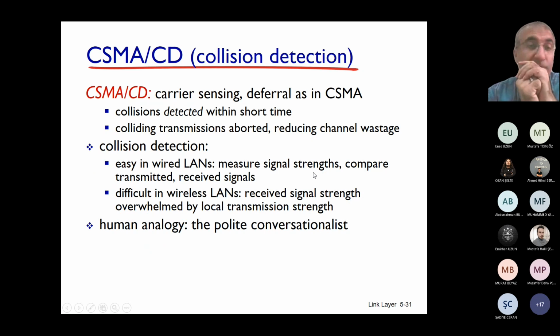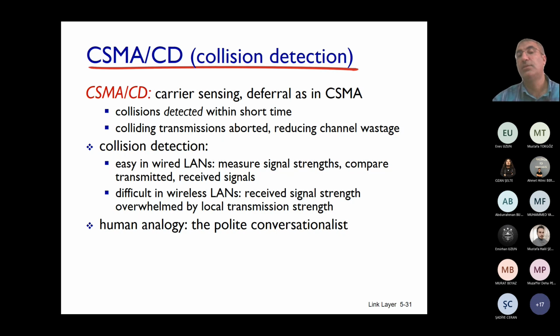So that's why different versions of CSMA are developed. One of the versions is called CSMA/CD. CD stands for collision detection, and it has carrier sensing and deferral as in CSMA. So this version of CSMA has an additional feature that can detect the collisions. The collision is detected within a short time, and once you detect this collision, you're going to stop this colliding transmission so that we can reduce the channel wastage.